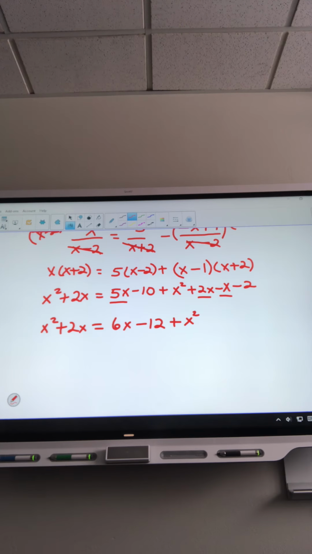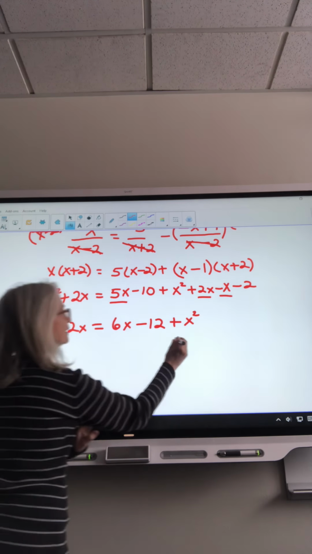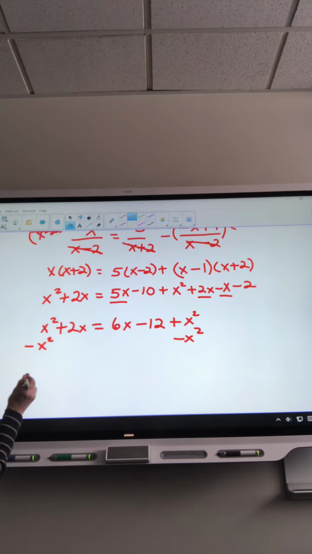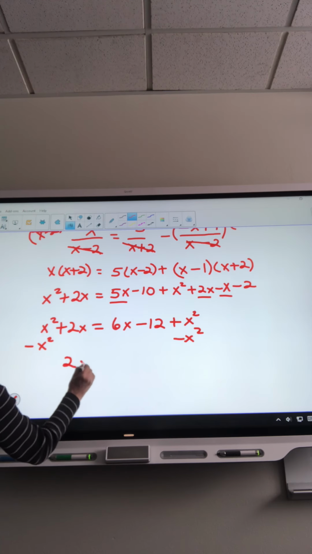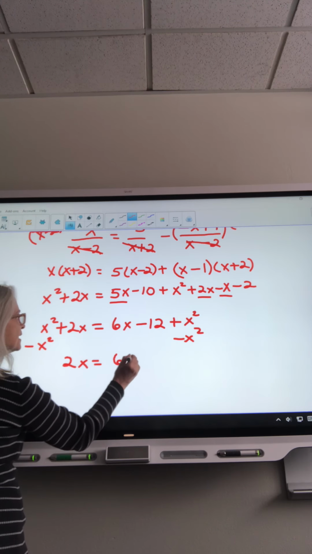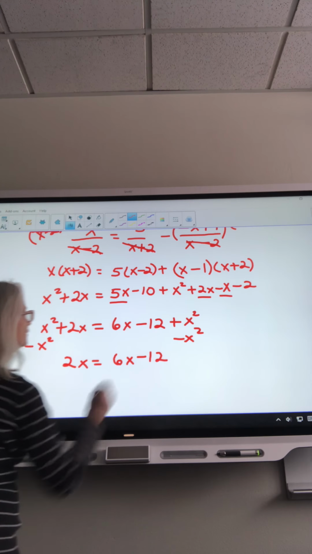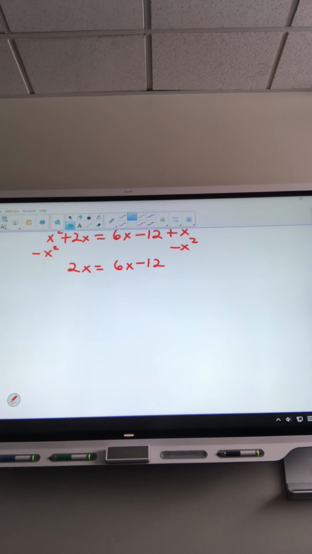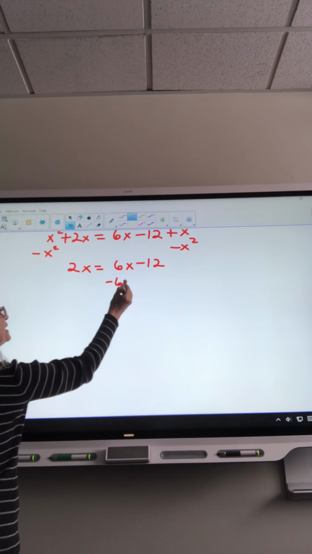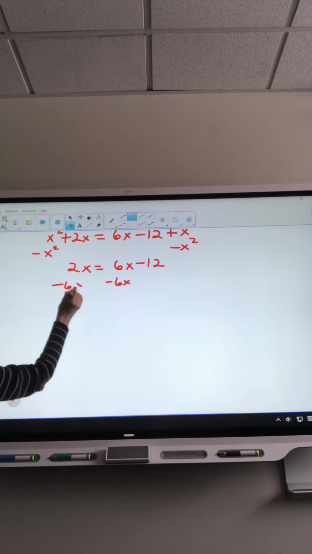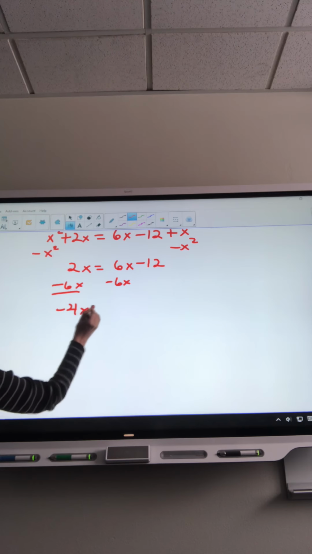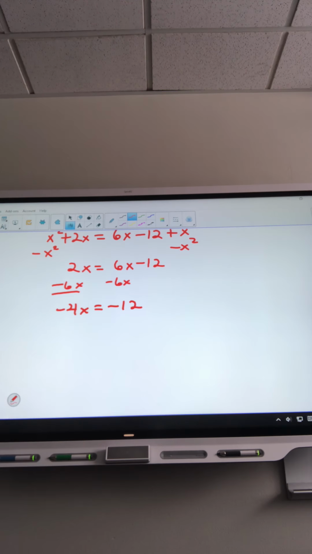So let's go ahead and start solving it. I'm going to take away the x squared, which leaves us with 2x is equal to 6x minus 12. Then I'm going to take away the 6x, which gives me a negative 4x is equal to a negative 12. Again, I'll give you a second to catch up.